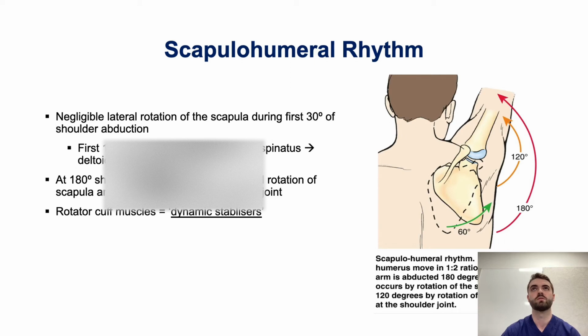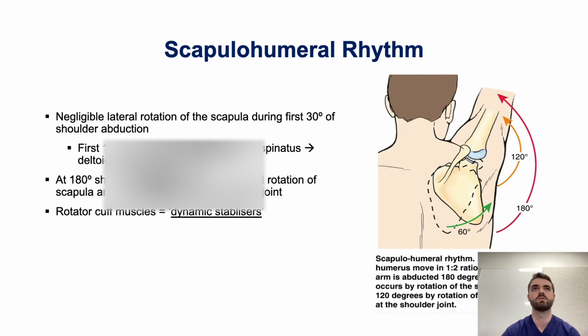This here is just a pictorial of what's called scapulohumeral or glenohumeral rhythm, and the rotator cuff muscles have an important role during this process. So your lateral rotation of the scapula, there isn't really much in that first 30 degrees of shoulder abduction. Remember that the first 15 degrees of abduction of the shoulder is by the supraspinatus, and then after that the deltoid takes over to about 90 degrees. However, after this point, if you're looking at the abduction going to 180 degrees, the scapula is involved in about 60 degrees of this movement, and it'll rotate, and then the humerus itself is involved in the rest of it.